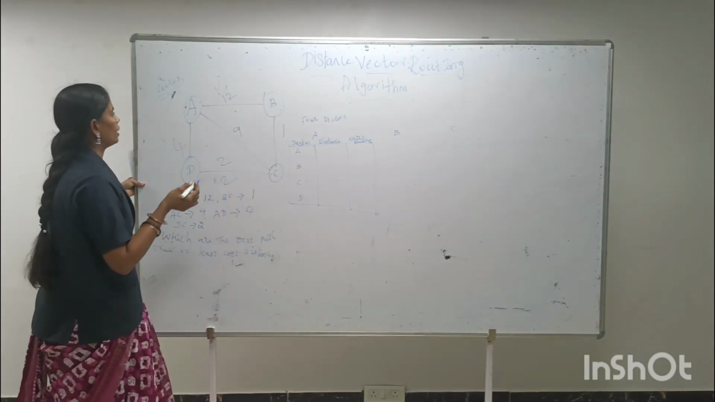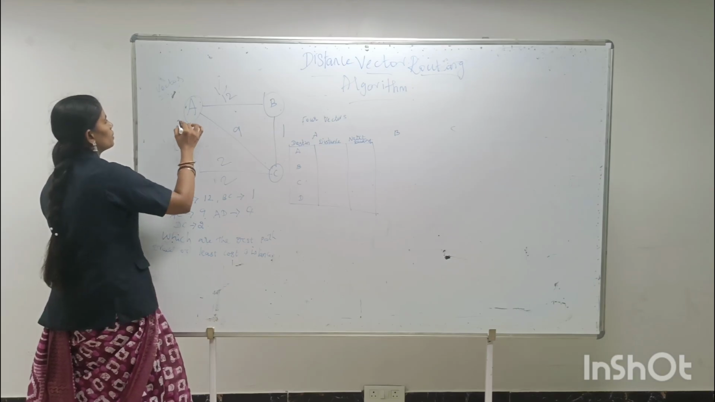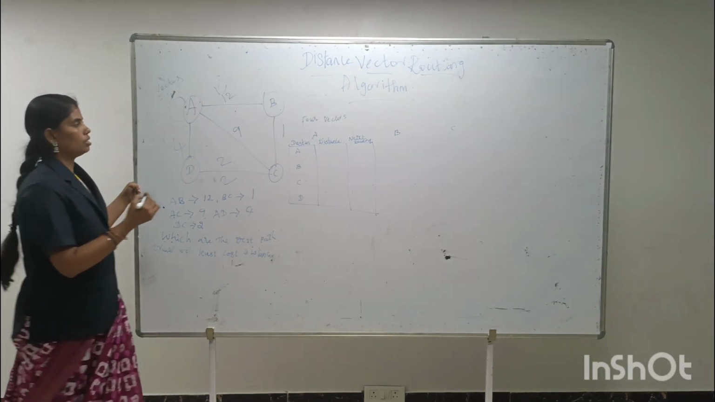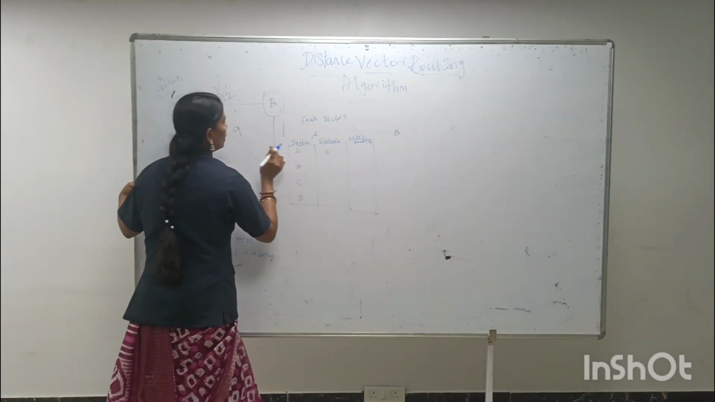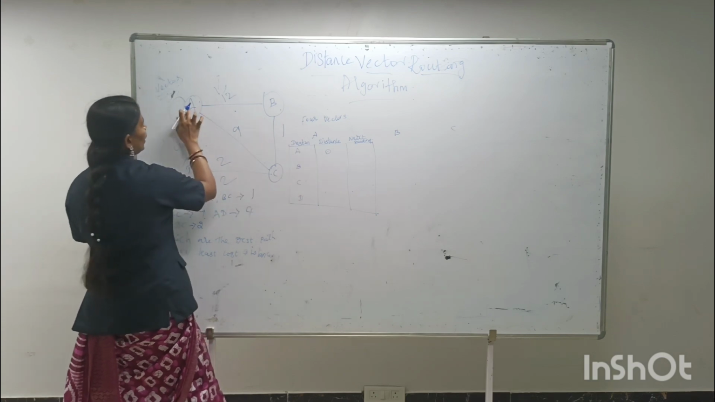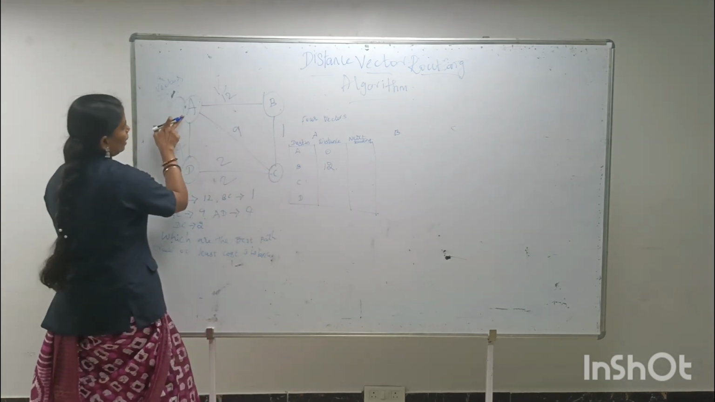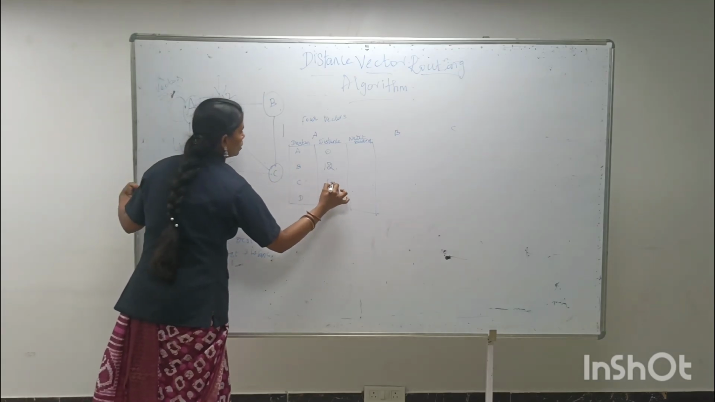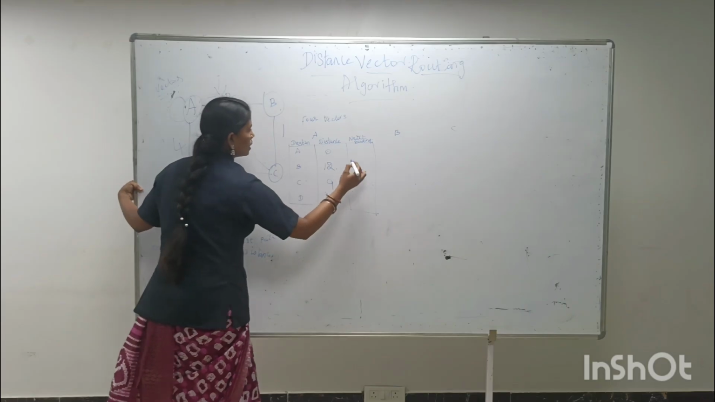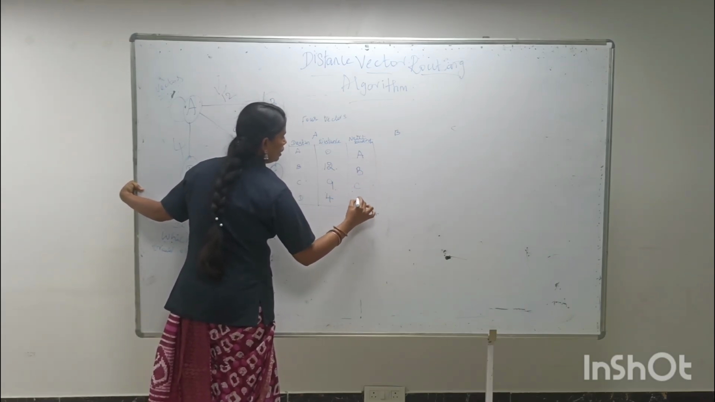So for A we are going to calculate the vector distance, which is the best path. First, A to A is 0. A to B the distance is 12, A to C is 9, and A to D is 4. So the next will be A, B, C and D.